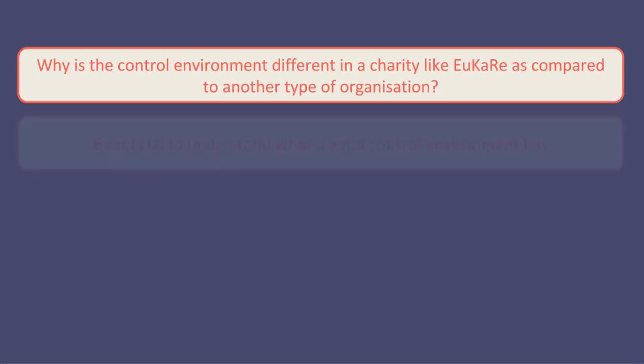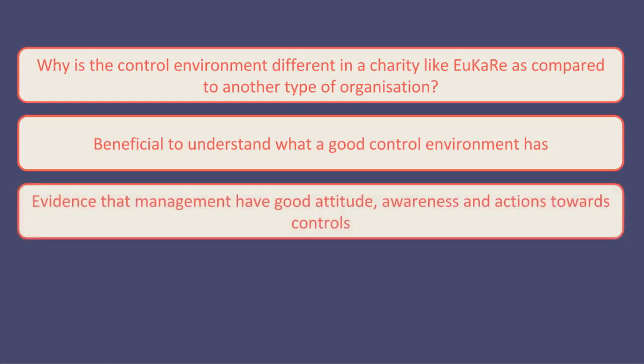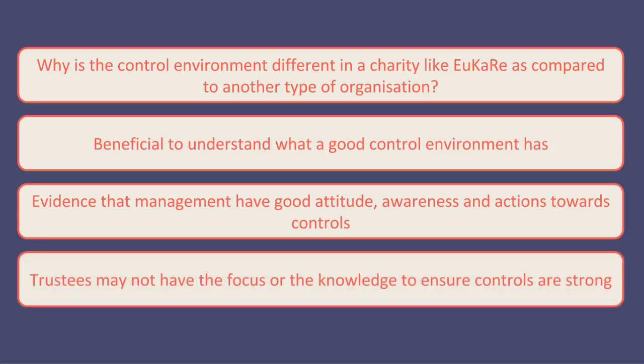It would therefore be beneficial to understand what a good control environment has. For auditors to assess the control environment as good, they are looking for evidence that the management have a good attitude, awareness and actions towards controls. It is possible that the trustees may not have the focus or the knowledge to ensure controls are strong. There may be an impression that controls are not important, and this is likely to filter down to the people working and volunteering for the charity.